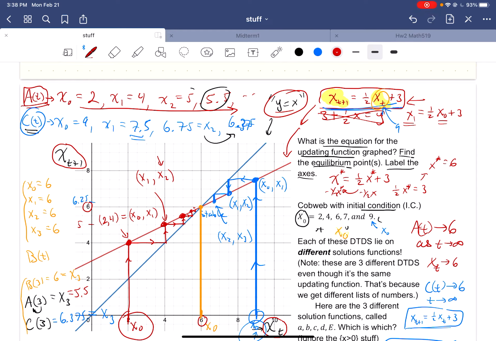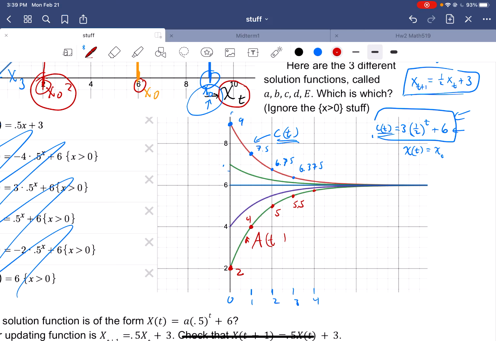C of t gives me the data points 9, and then 7.5, and then 6.75, and then like 6.375. Whereas my red path began at 2, and then it went to 4, and then to 5, and then to 5.5, and then I think the next one is, I should be able to figure this out. It looks like it's 6.25. That can't be right. Never mind. Sorry. 5.75. There we go.